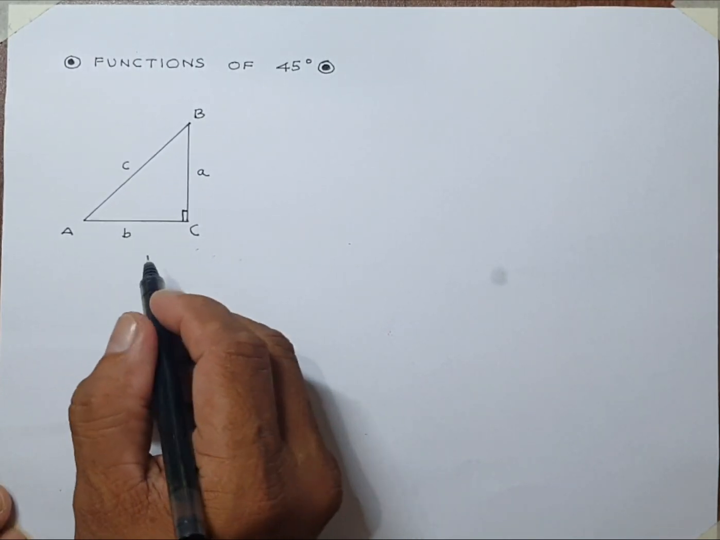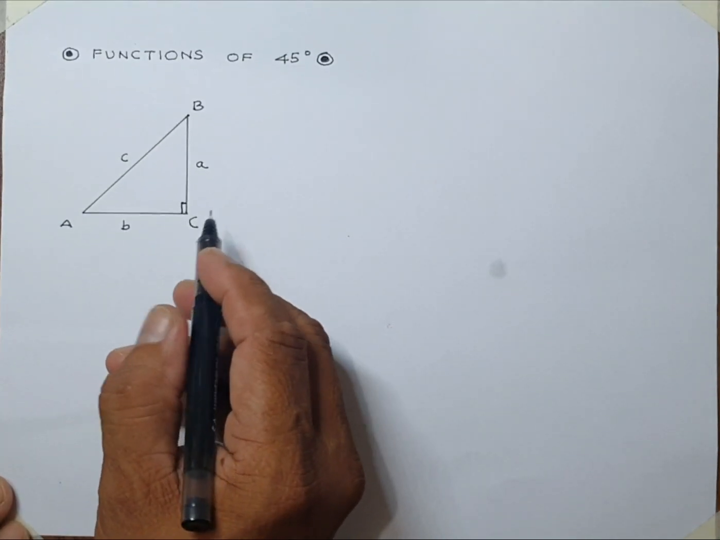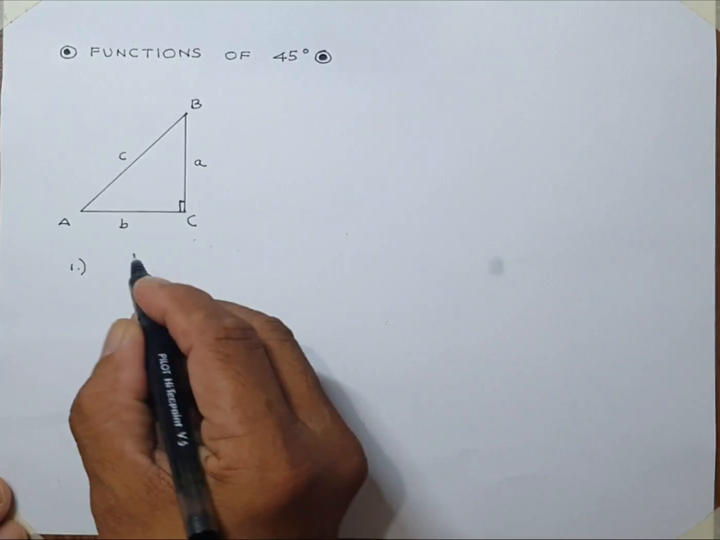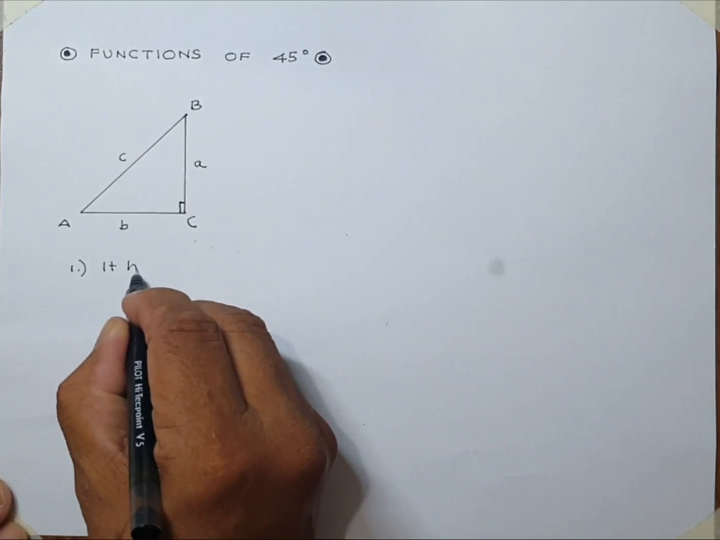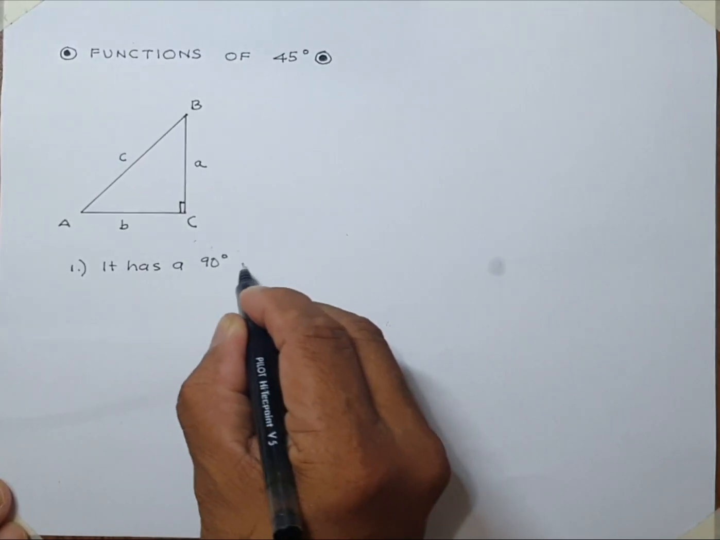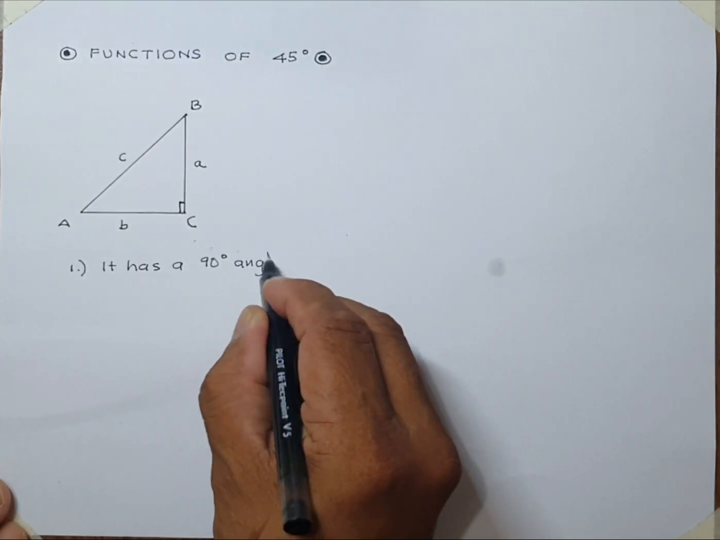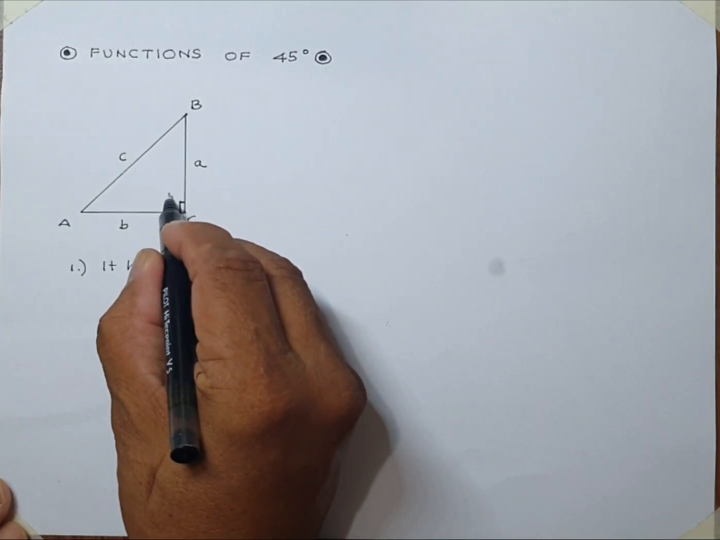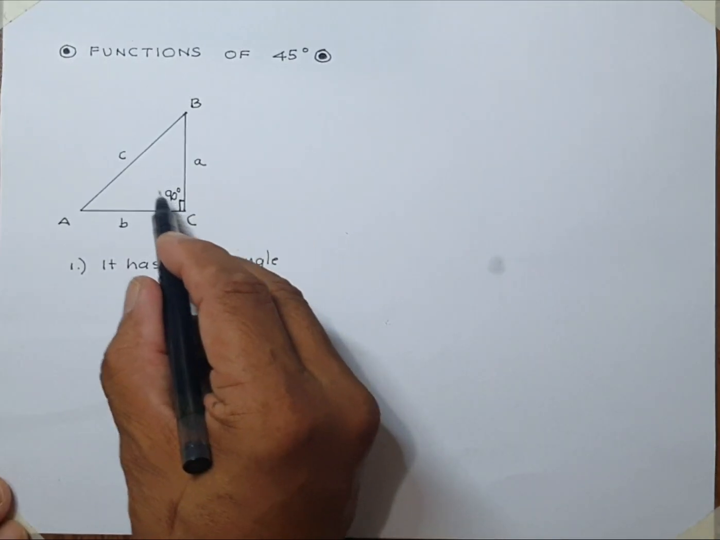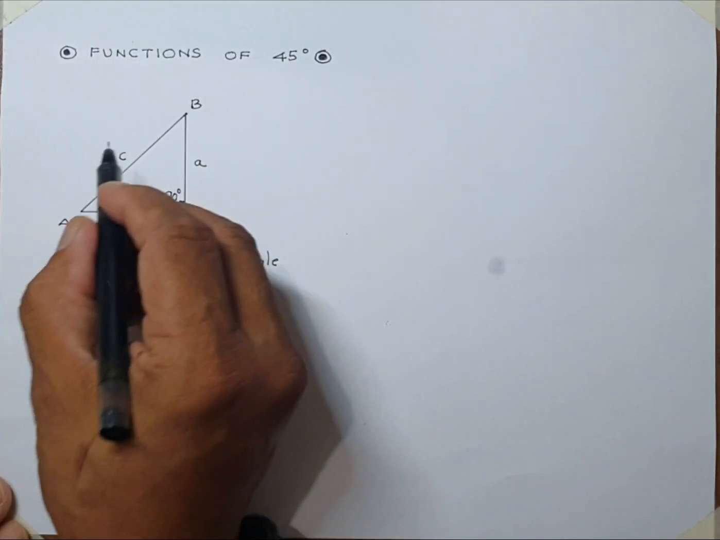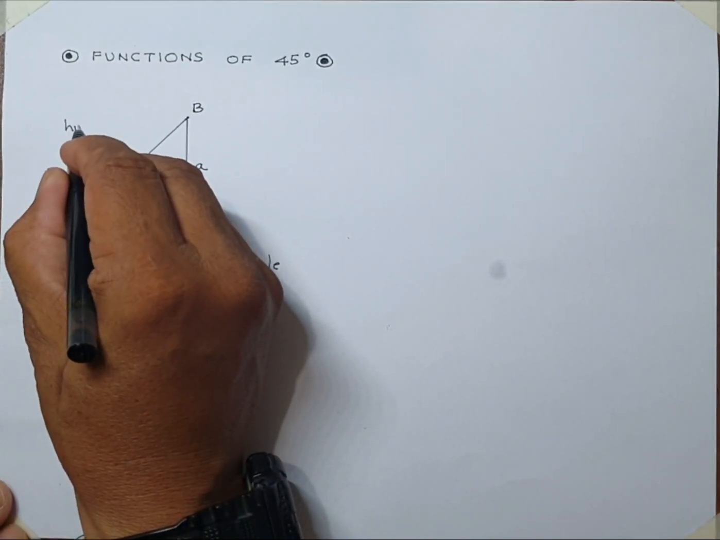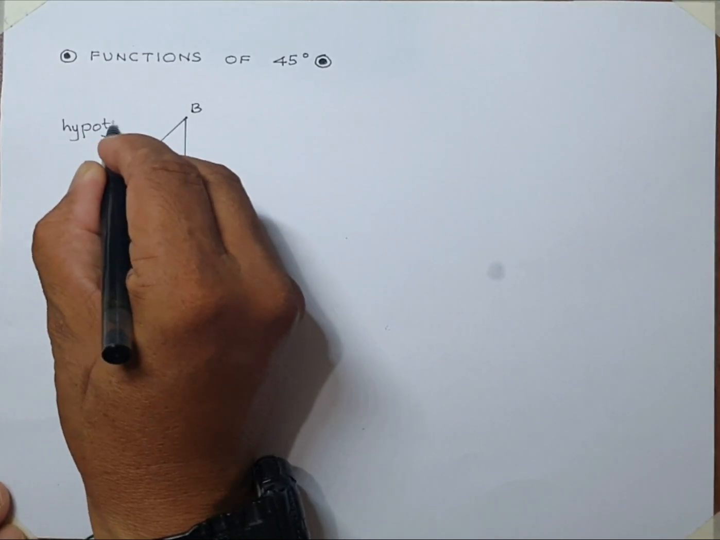Let us first identify the properties of an isosceles right triangle. So first, it has a 90-degree angle. So this is the 90-degree angle, angle C, and the side opposite the 90-degree angle will be the hypotenuse of the isosceles triangle.